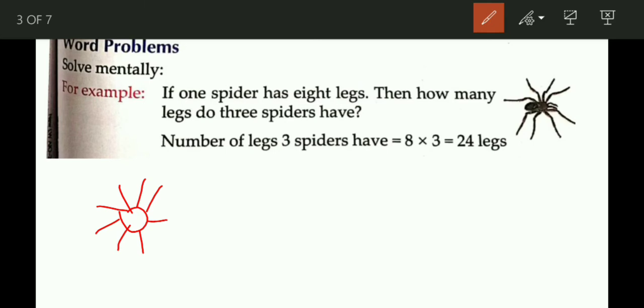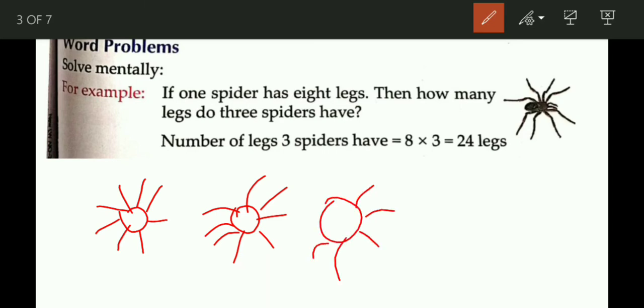So let us draw 3 spiders. One spider I finished drawing. Then another spider with 8 legs. 1, 2, 3, 4, 5, 6, 7, 8. Then another spider with 8 legs. 1, 2, 3, 4, 5, 6, 7, 8. So now we have 3 spiders. Yes or no? Now we have to count all the legs of these 3 spiders.